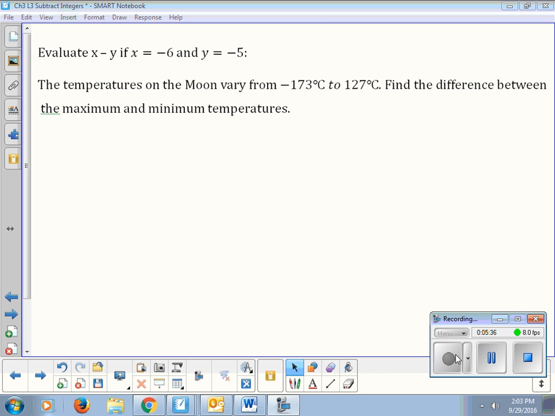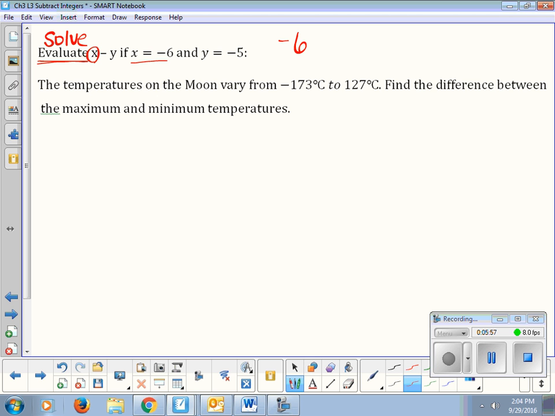Okay, for our next example, it wants us to evaluate. If you remember from yesterday, evaluate is a fancy word for solve. So we want to solve x minus y if x equals -6 and y equals -5. So for x, I'm going to plug in what value? -6. For y, we're subtracting y, and y is -5.